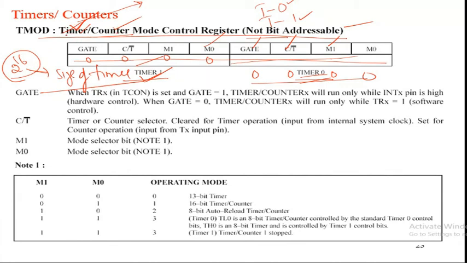So in order to change this particular timer mode to the counter, the C by T bar bit is going to be helpful. So when C by T bar is equal to 1, it acts as a counter, and when C by T bar is equal to 0, it acts as a timer device. So timer 0 అది timer గా ఉందా కౌంటర్ గా ఉందా? సో ఫస్ట్ మాత్రం కౌంటర్ గానే ఉండాలి.